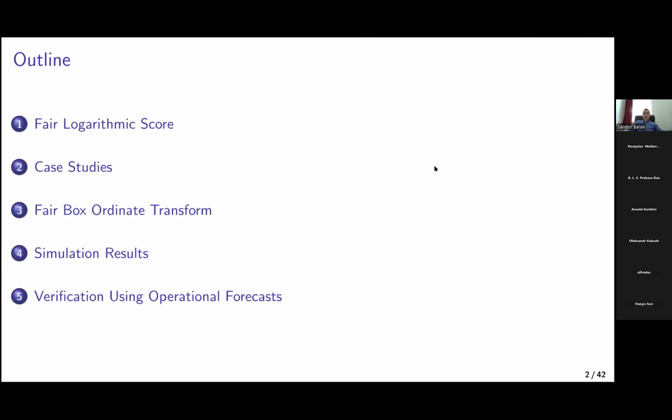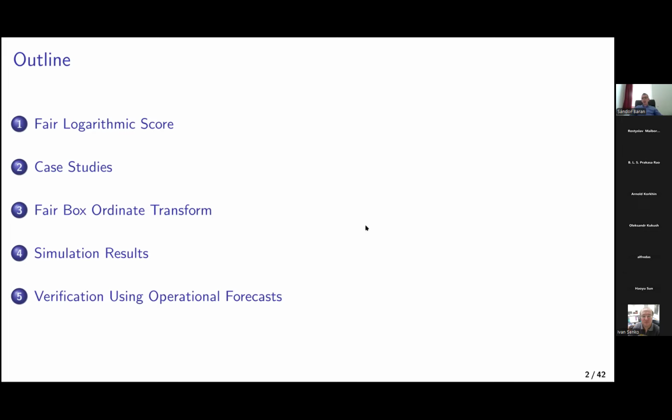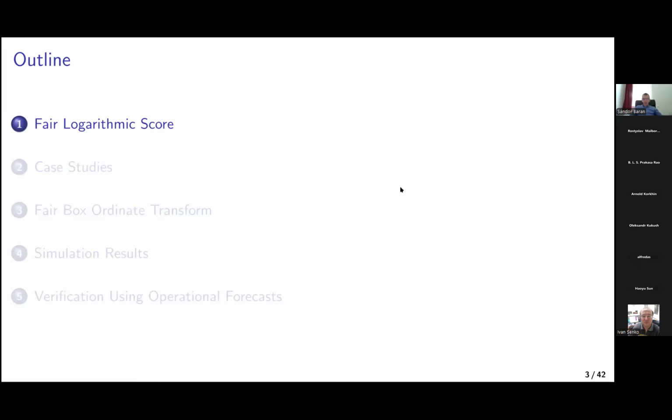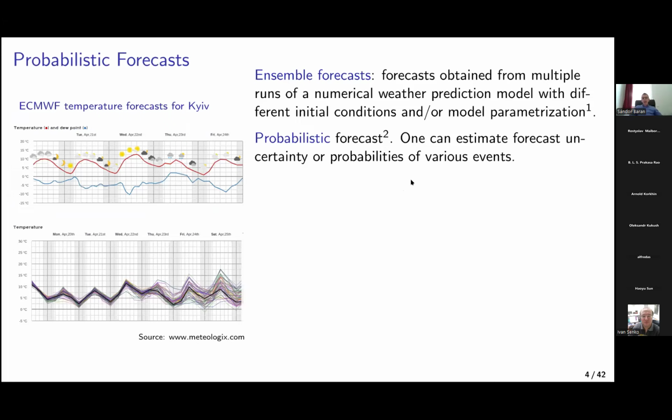To start with, I will explain a bit about these issues of weather forecasting and these fair scores. I will provide some case studies about the use of these scores with real-life data. I will also provide a different version of scoring rules, which is a box-ordinate transform. The usefulness of this transform will be demonstrated both with simulation results and with verification results using the operational weather forecast. To start with, because probably most people are not involved in this topic, I would like to say a few words about probabilistic weather forecasting.